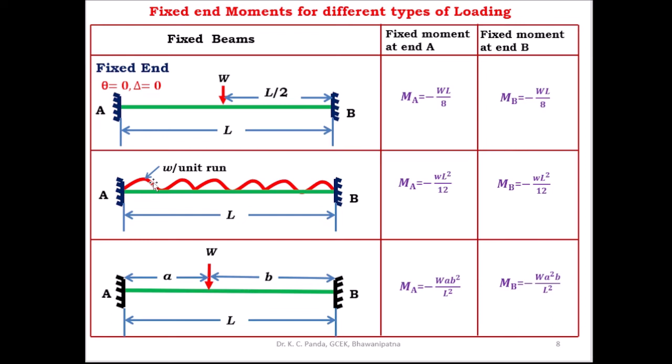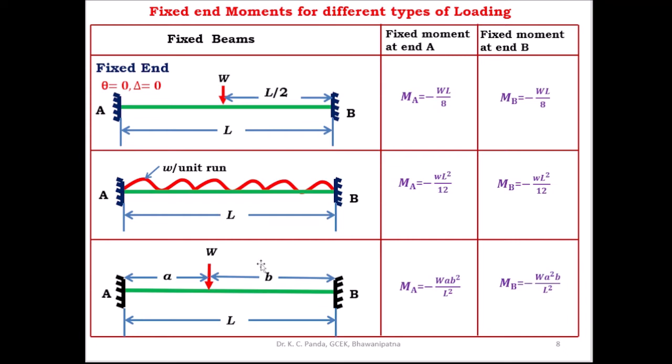This is the fixed beam of length L, having a uniformly distributed load throughout the span, that is w per unit length. So here the fixed end moment at end A, MA, is equal to minus wL square by 12, and the fixed end moment at end B, MB, is equal to minus wL square by 12. And this is the fixed beam of length L, having the load W at a distance a from support A and b from support B.